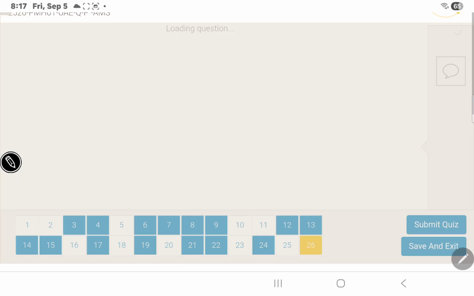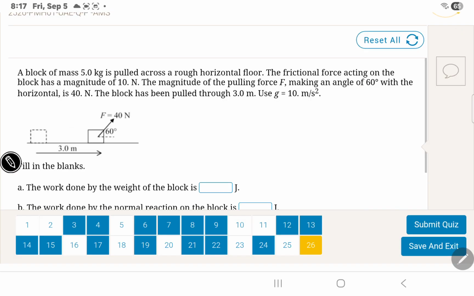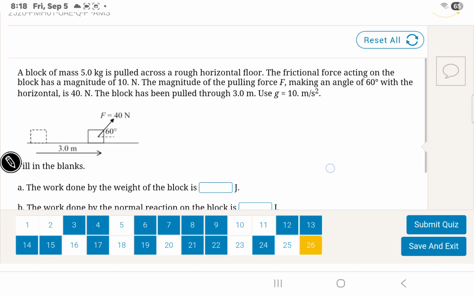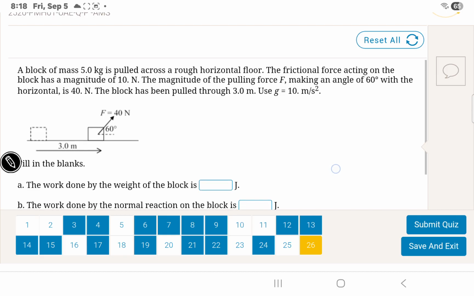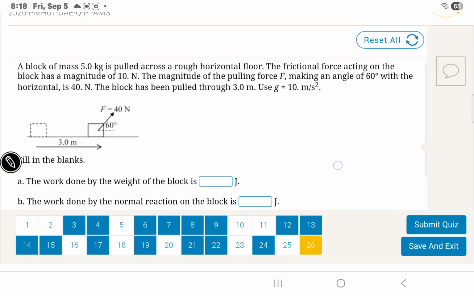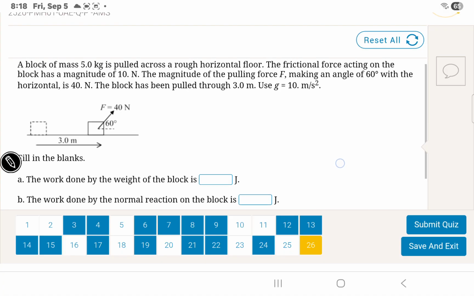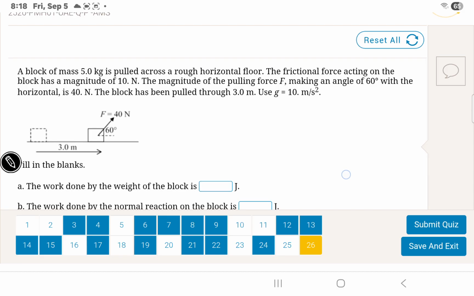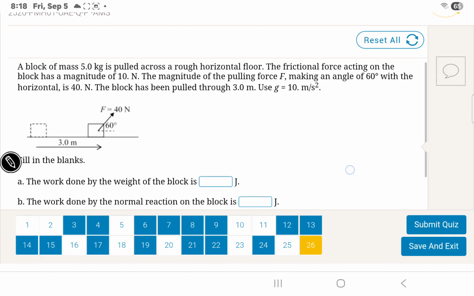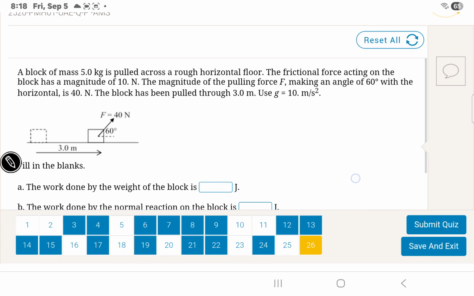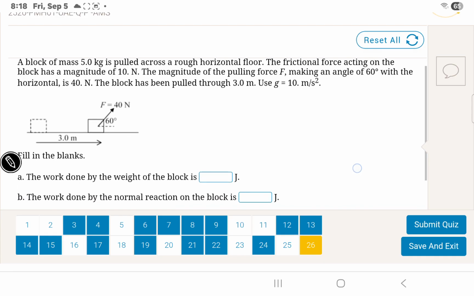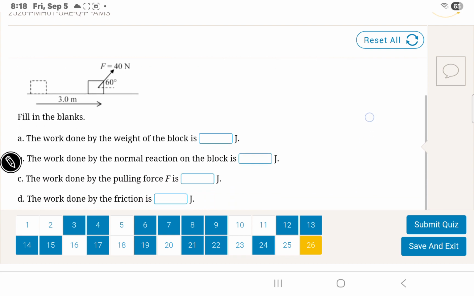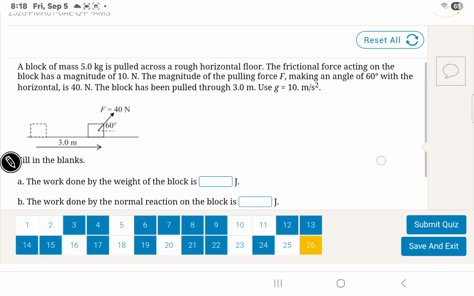Last question now. Here a block of mass 5 is pulled across a rough horizontal floor. The frictional force acting on the block has a magnitude of 10 newtons. So friction is opposite to the motion. The magnitude of the pulling force, at an angle of 60, is 40. The block has been moved 3 meters. The work done by the weight must be 0. The work done by the normal must be 0 because it's perpendicular to the motion.